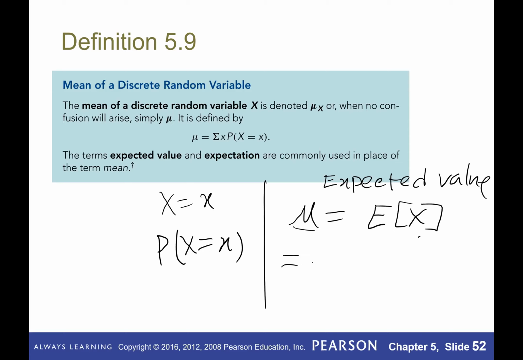So how do we calculate the expected value? First you multiply each value of x by its corresponding probability. Then you add them together. That will give you the expected value. So this is the definition of the expected value, or mu: the summation of x times the probability that X is equal to x. That means you are multiplying the probability with each value of x, and then adding them together.